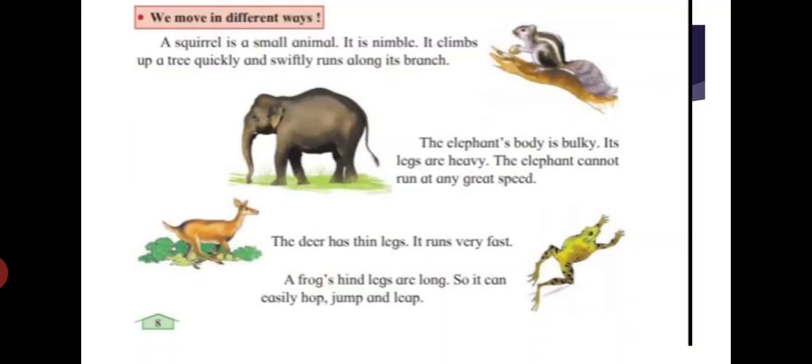So students, let's revise what we have learned today. So we have learned today to identify animals by their shape, by their movements, and by their living place. Okay. So students, that's all for today.